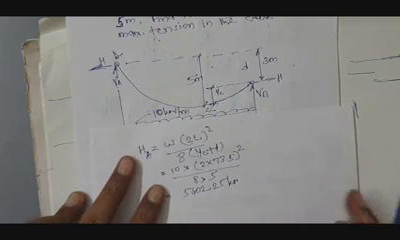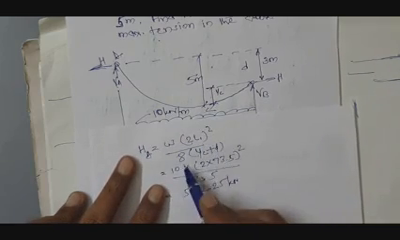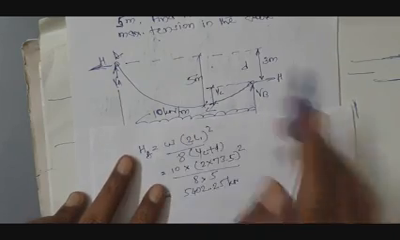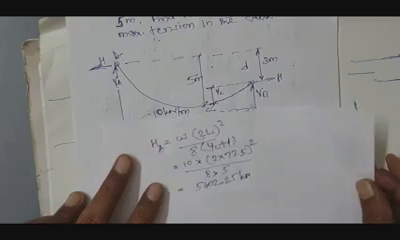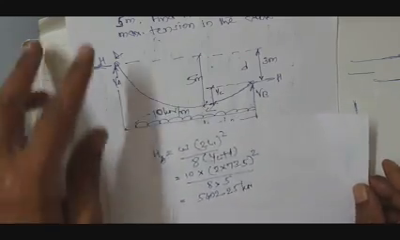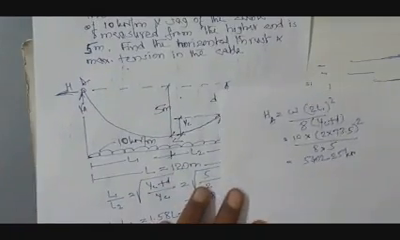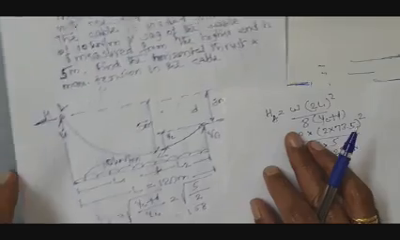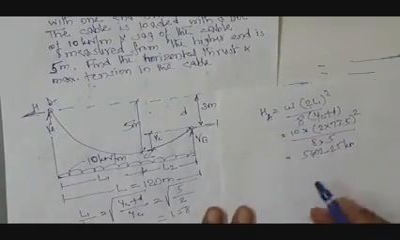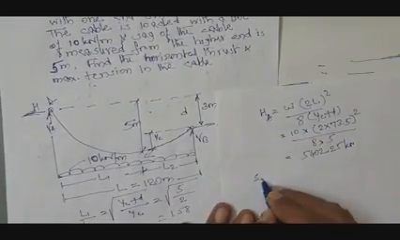Similarly, if you want to calculate HB, same, the W into 2L2 square divided by only 8YC. So HA equals HB only. If you calculate one, that is enough. Now, to calculate VA, let us see how to calculate it by writing sigma MB equals to 0.